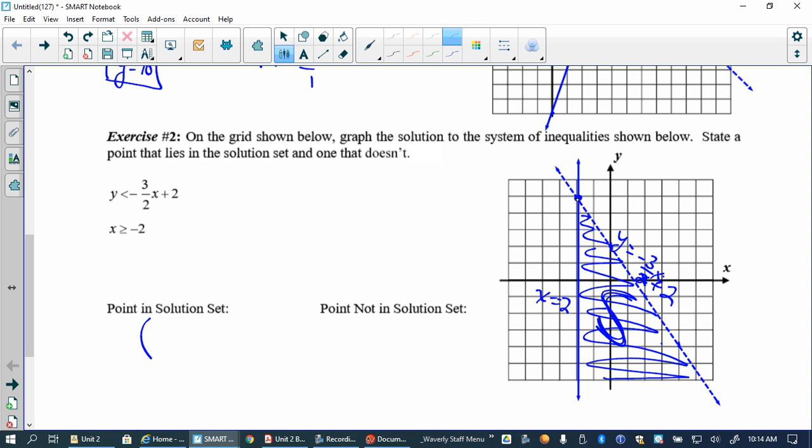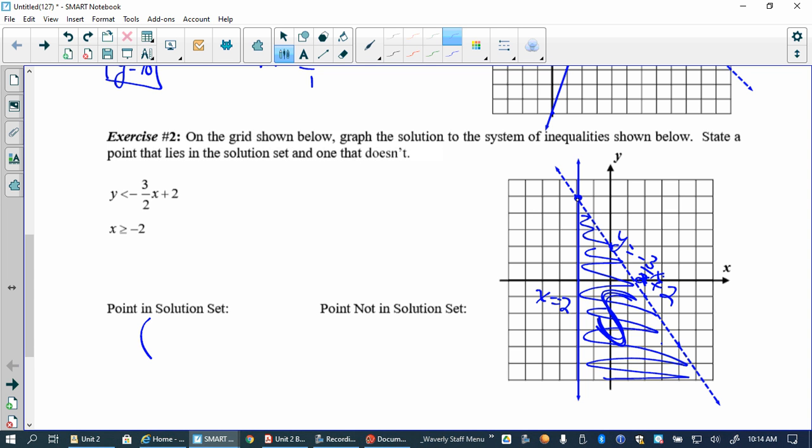It has to lie in this solution set or feasible region. Why don't we just try 0, 1? That's a solution, isn't it? You guys are trying to hit it right on the lines, yeah? They don't have to be, because that's why you shade. So how about 0, 1?